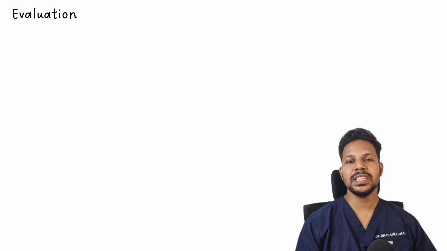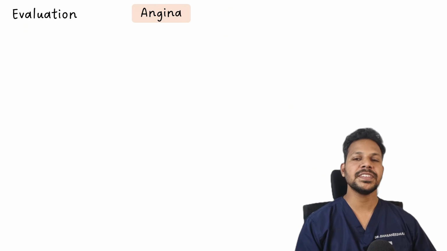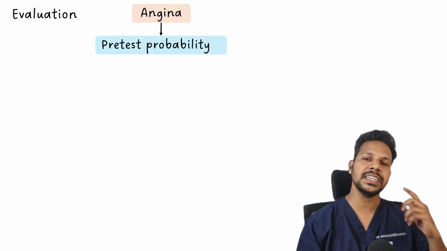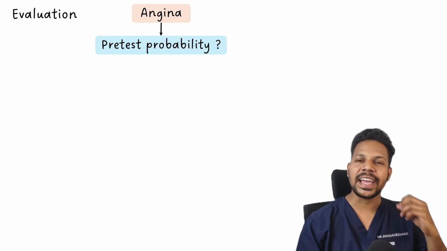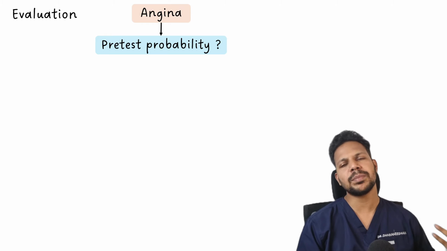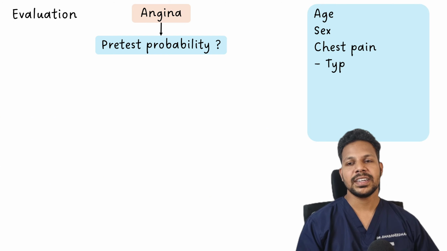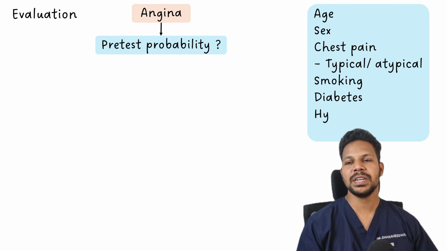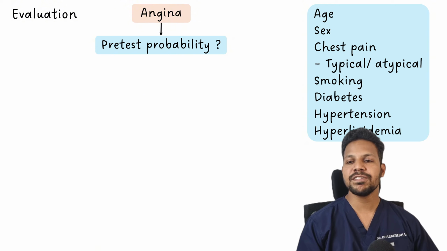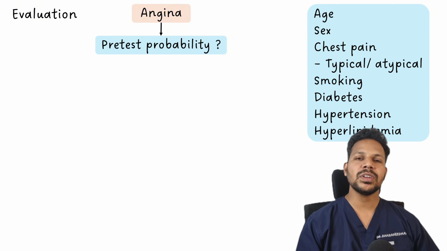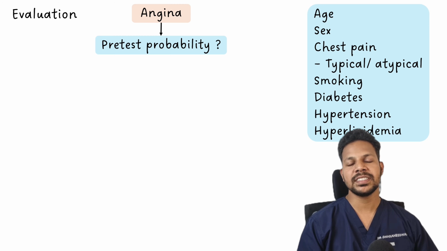So when the patient comes to you with angina, the first step would be to assess the pre-test probability. Pre-test probability means you are assessing whether the patient is likely having an anginal chest pain or some other kind of chest pain. So the pre-test probability requires age, sex, chest pain, whether it is typical or atypical, history of smoking, diabetes, hypertension, and dyslipidemia. Based on these risk factors, the pretest probability is assessed.